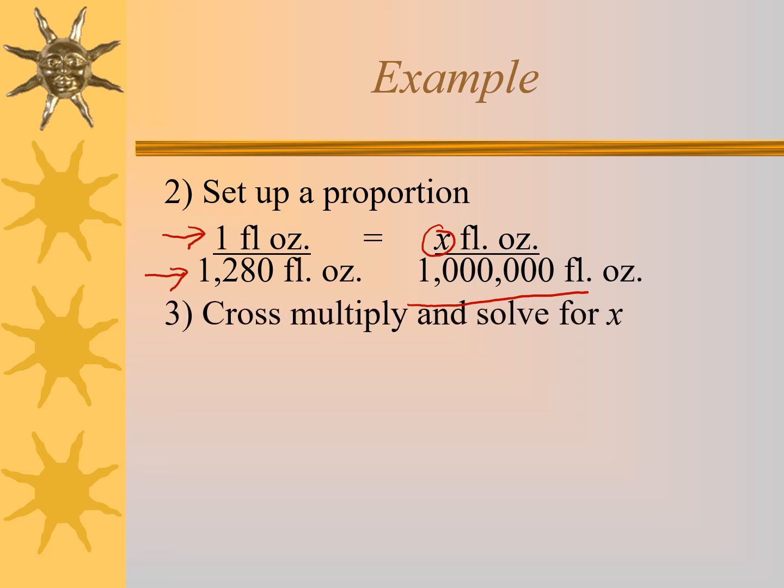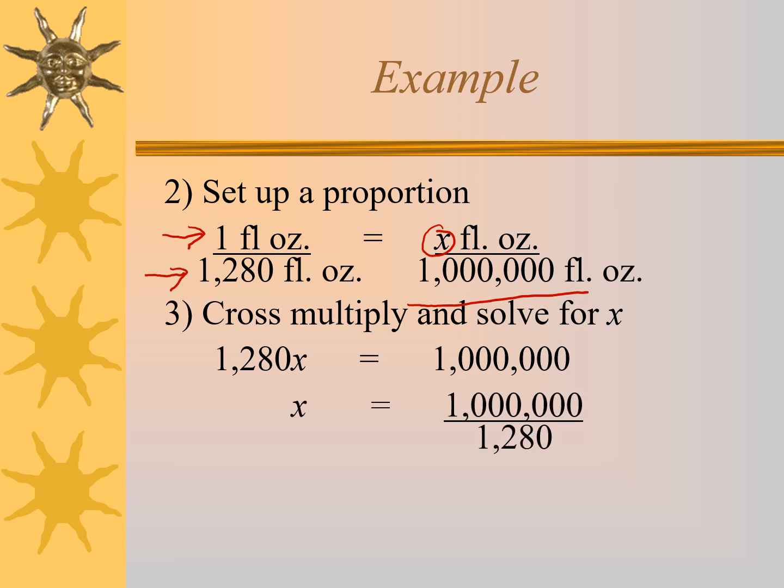Cross multiply and solve for x. So if I cross multiply, I have 1,280x is equal to 1 million. And then if I solve this equation for x, x would be equal to 1,000,000 divided by 1,280. So the concentration of 1 ounce of red dye or food coloring mixed into 10 gallons of water is about 781 parts per million.